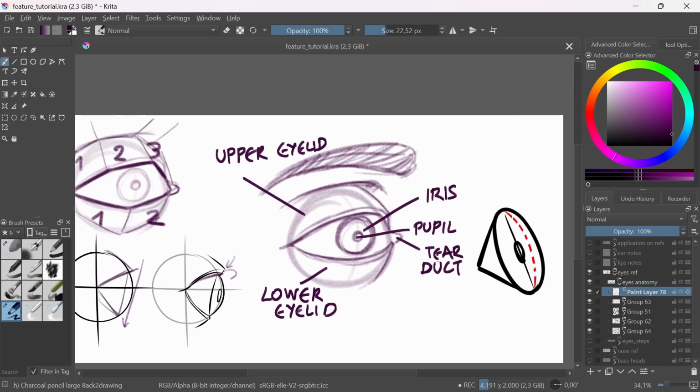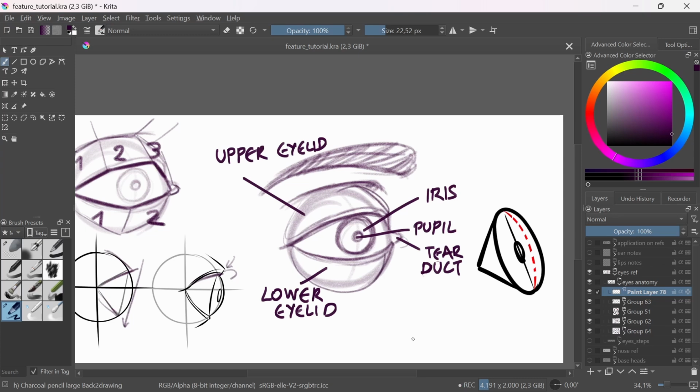And what you need to know effectively is that it's a good idea to recognize the different parts of the eyes. Maybe not by names, it doesn't really matter, but as long as you have the idea of the different parts. So you have, as we said, the upper eyelid, then the lower eyelid, then the iris, then the pupil, and then the tear duct. And these are the basic things about the eyes you want to know.